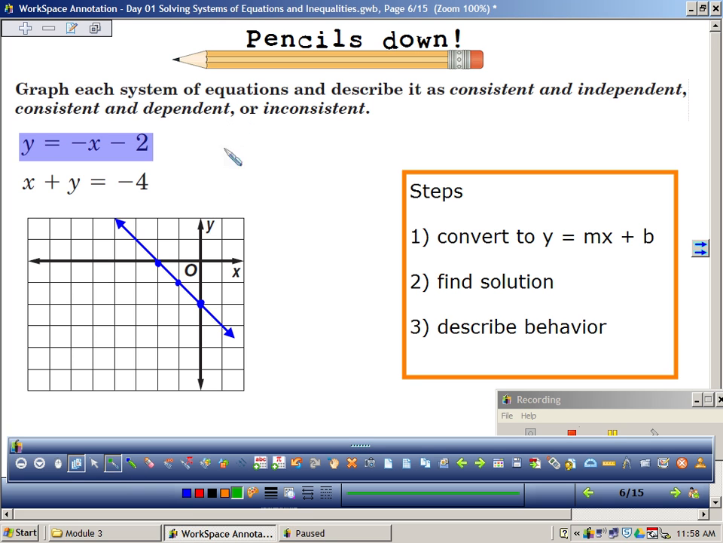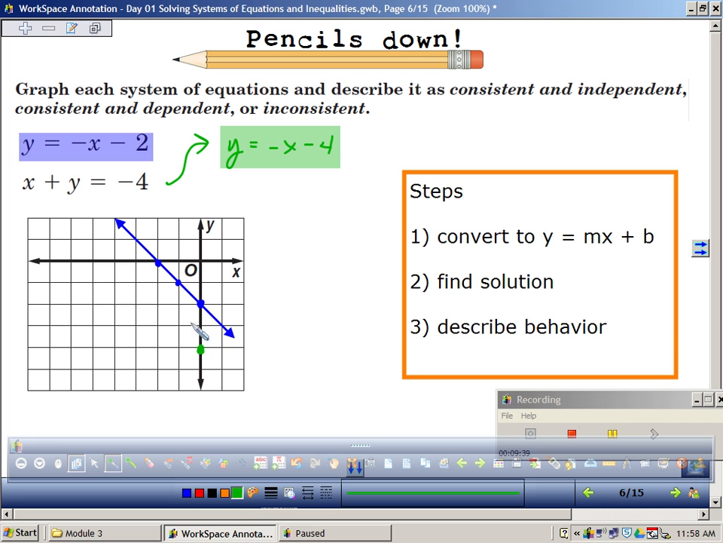That one's not in slope-intercept form, so I'm going to have to change that. Luckily, all I have to do is just move x. Everybody agree? Okay. So I'll go ahead and graph that one. I'm going to begin at negative 4. 1, 2, 3, 4. And where am I going to move? Up 1, to the left.